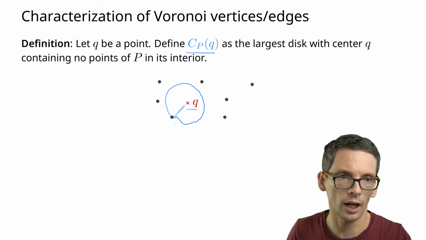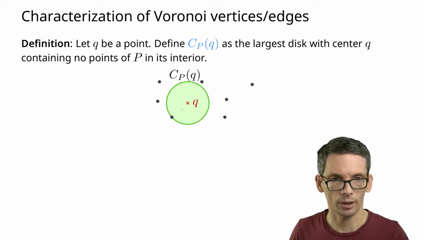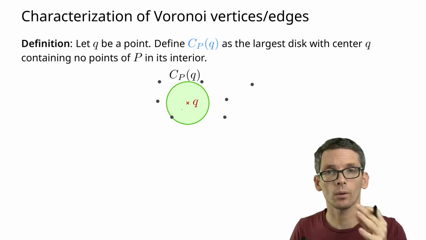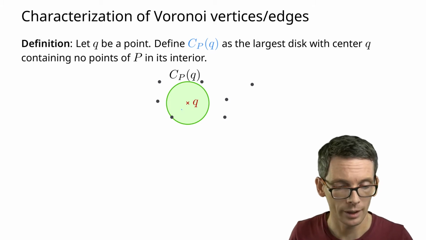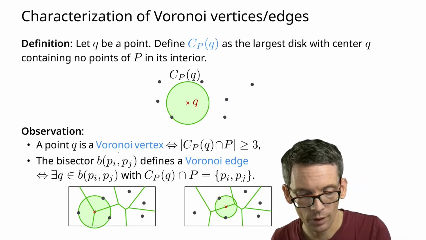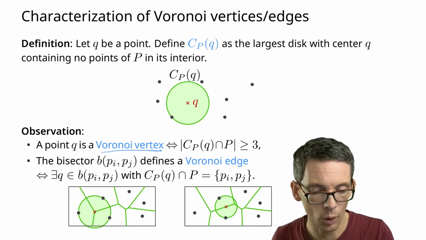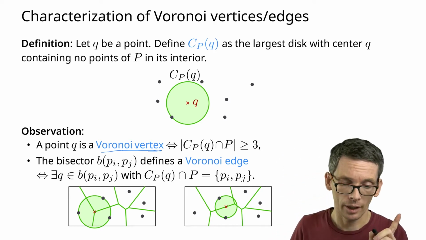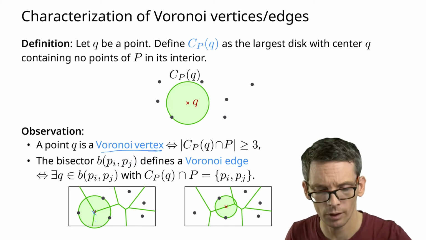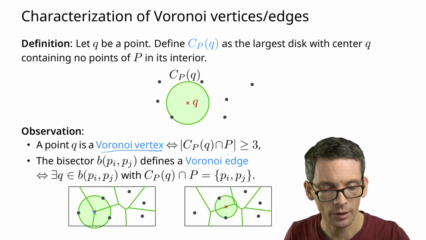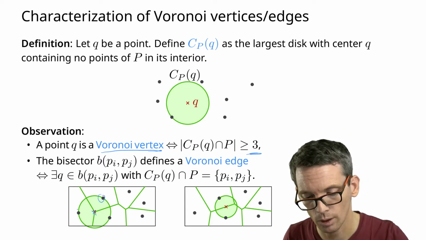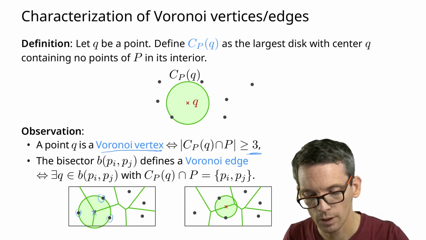But so far it does have no point in the interior. Now we can characterize Voronoi vertices using this disk, namely in the following way. Something is a Voronoi vertex exactly if the largest ball with no point in the interior actually has 3 points of P on the boundary. So 1, 2, 3. This is now a vertex.